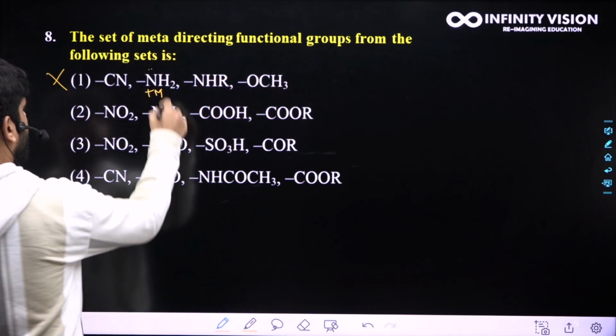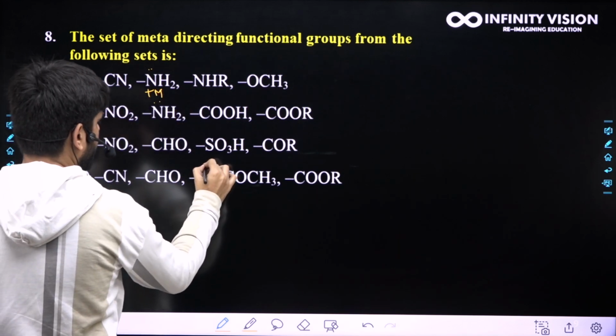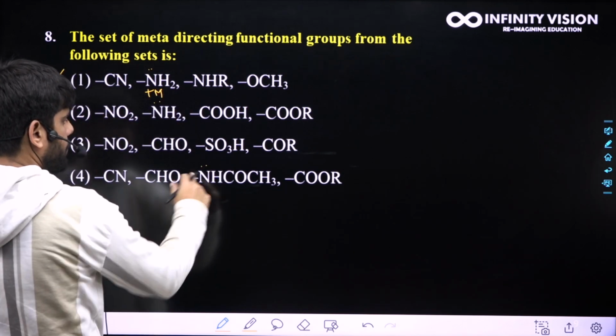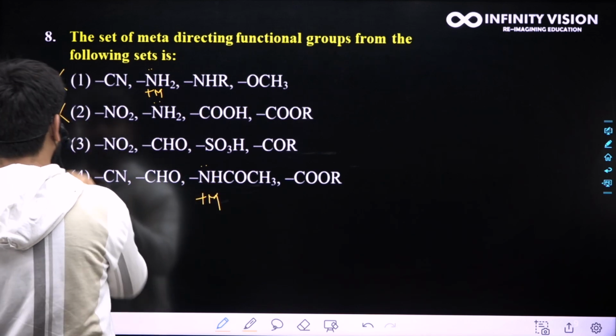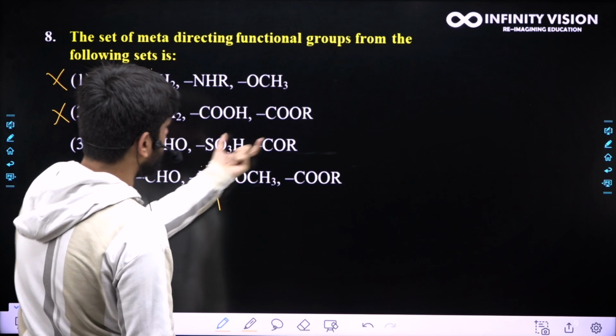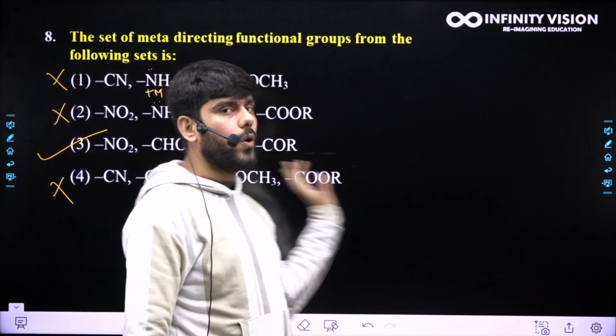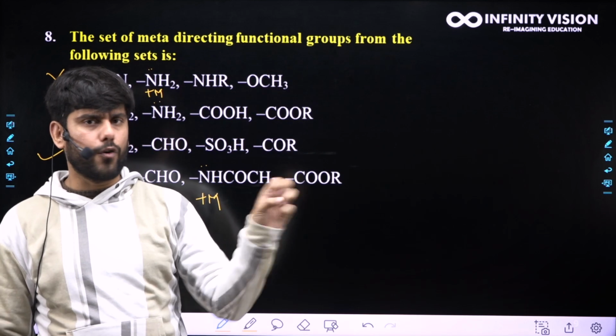The second one, again, we have this group. So no. Here we have this group, so we have the lone pair of electrons. It is again a +M group, so this is also not the case. NO2, CHO, SO3H, COR, that is ketone. Yes, the third is the right answer. All of them exhibit -R or -M.